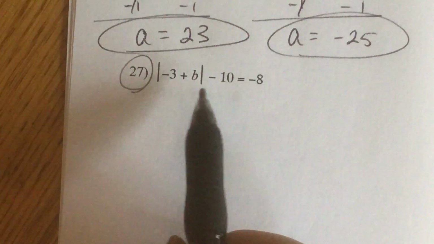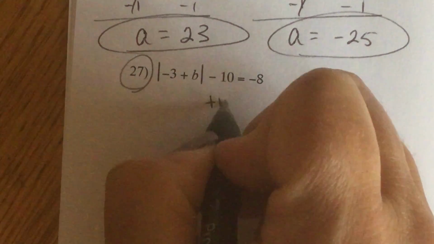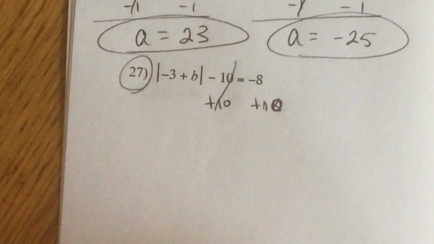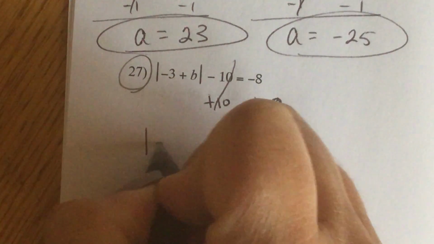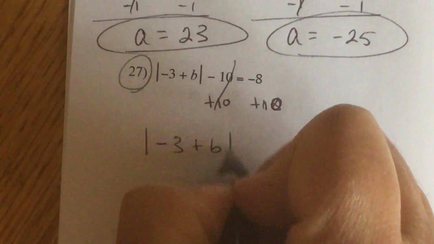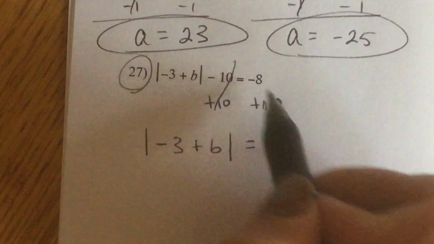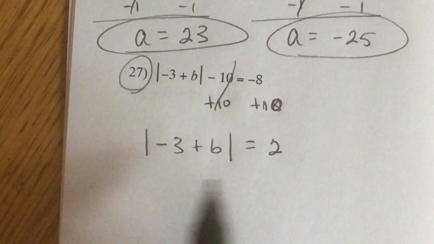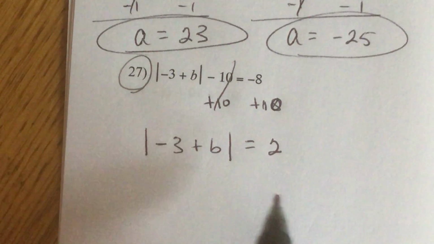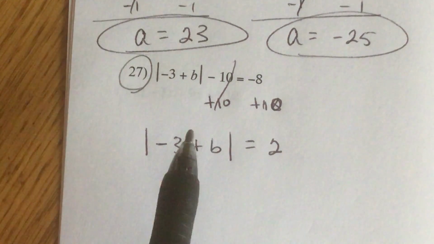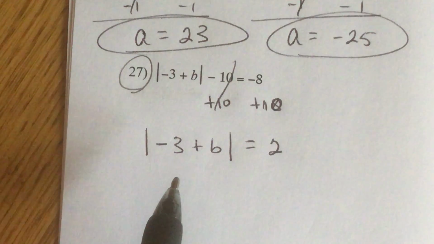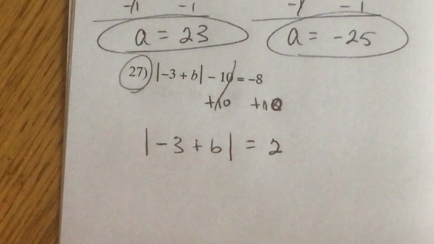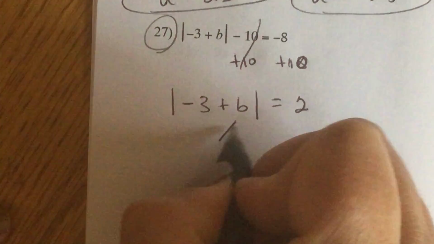So you have absolute value minus 10. So you need to add 10 to both sides. Whoops, add 10 to get it alone first. So you have the absolute value of negative 3 plus b. And now negative 8 plus 10 is equal to 2. You have a positive number, so you don't have a situation where it's no solution. It kind of looked like it at first, but you have to get your absolute value alone, then you can judge. So now that we have our absolute value alone, we can break it into two equations.